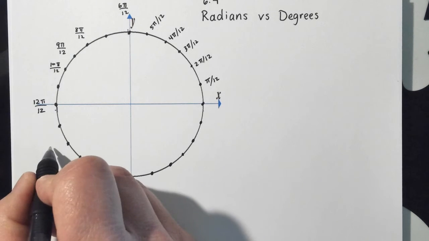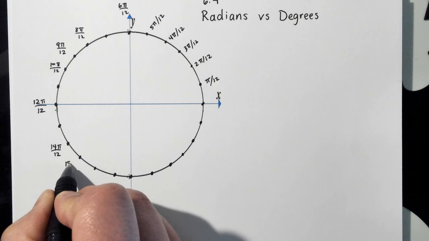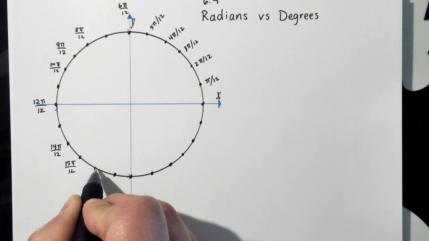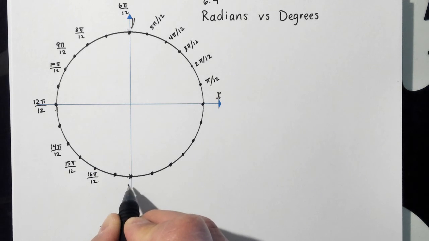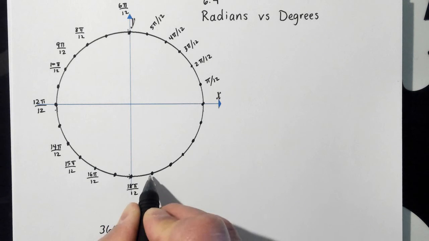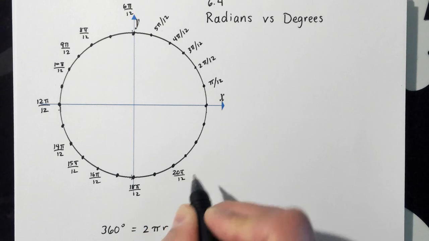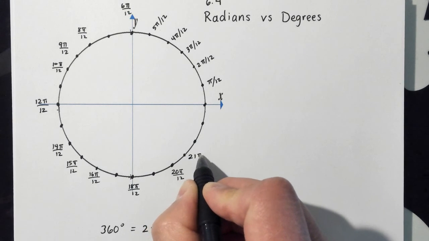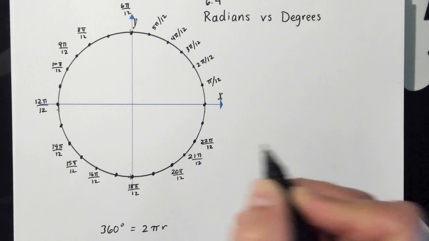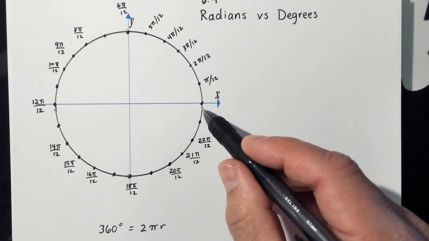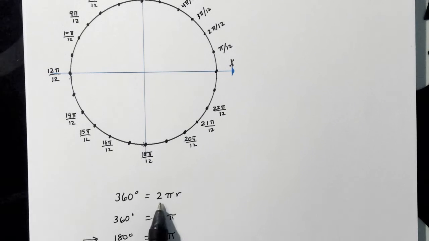13, 14/12. 15. 16. 17, don't care. 18/12. 19, don't care. 20/12. 21. I forgot how to count for a second. And 22. And 23. And 24. When you get back to here, you better be at 24. It's like 24 hours in a day. 24/12. 24 divided by 12 is 2. 2 pi. Blah, blah, blah.